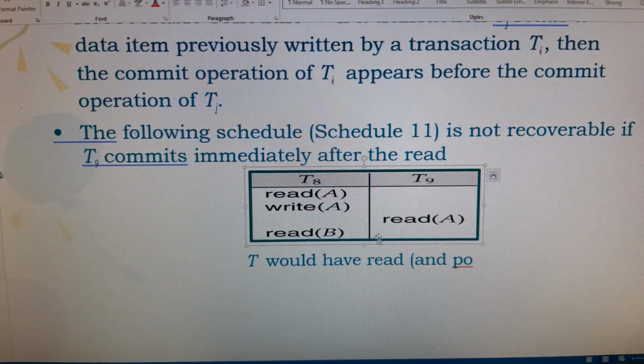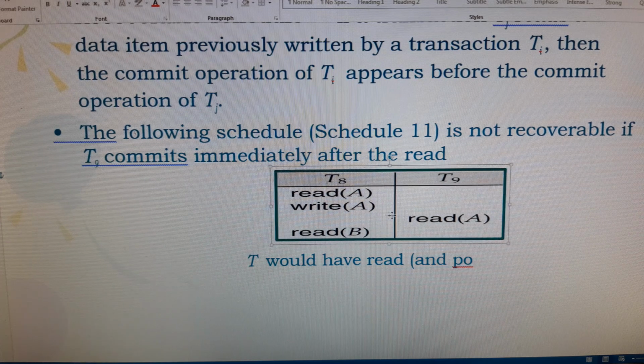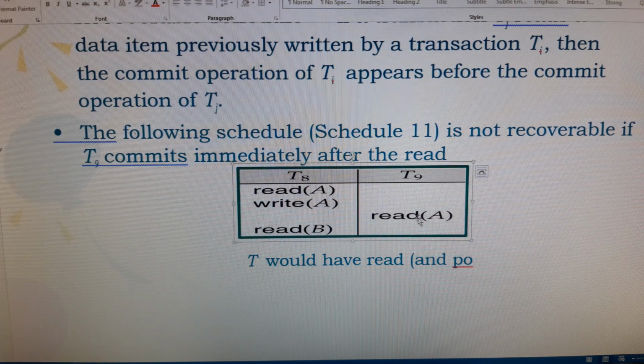First, our condition is: if any transaction wants to execute the read of A, then automatically the previous write of A should be completed. That is our first case. In that case the schedule is recoverable. Here the schedule is recoverable. Why? Because T9 reads the data item A, and before that it executes the write of A. So in this case the schedule is recoverable.